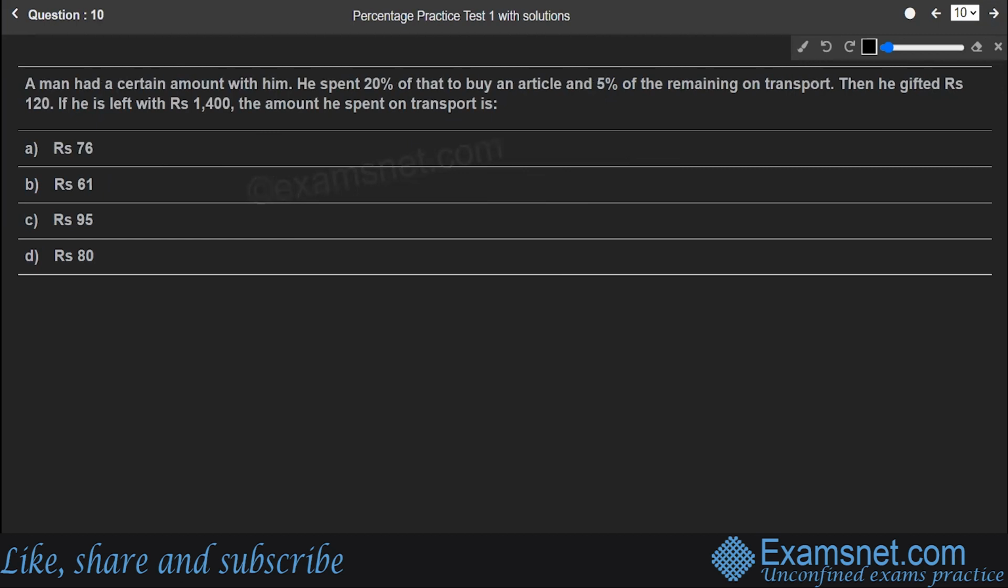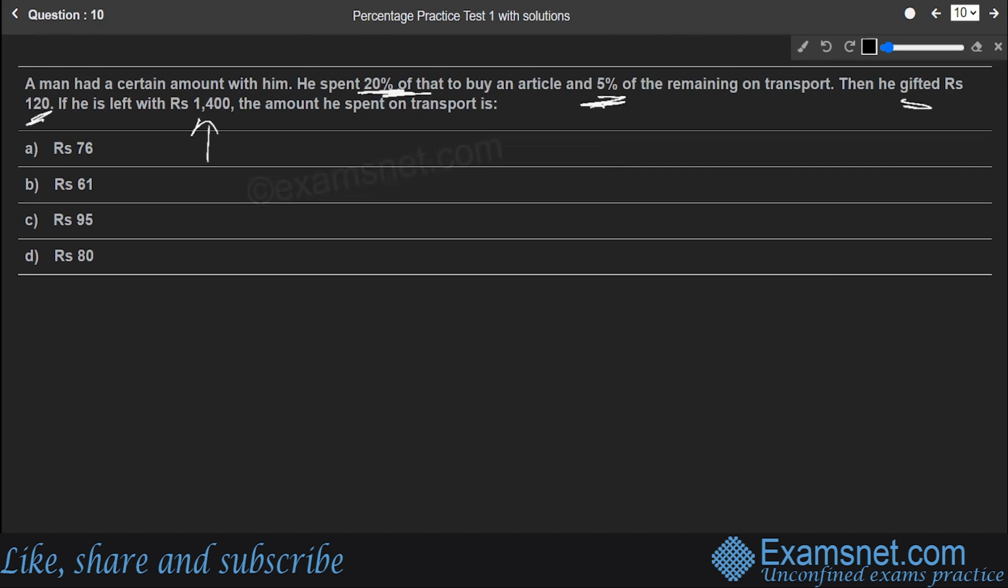Now, a man had a certain amount with him. He spent 20% of that to buy an article and 5% of the remaining on transport. Okay, 20% has been used to buy an article, then 5% of the remaining. So we need to find out the remaining after giving away the 20%. Whatever is the remaining amount left, we have to find out 5% of that. Okay, then he gifted rupees 120. If he is left with 1,400, the amount he spent on transport was.